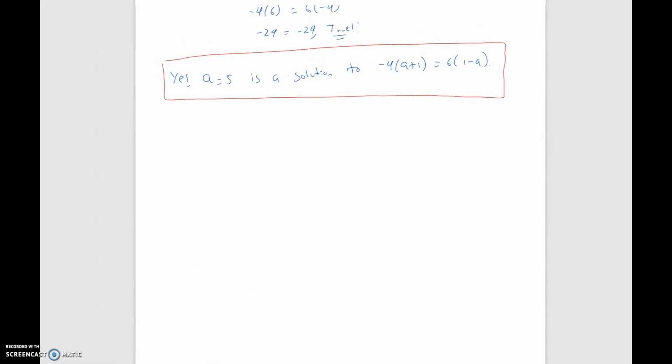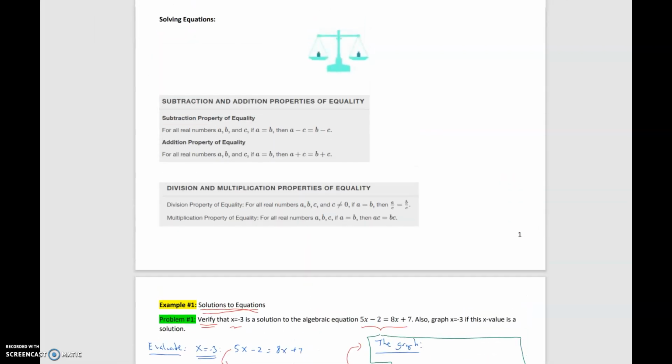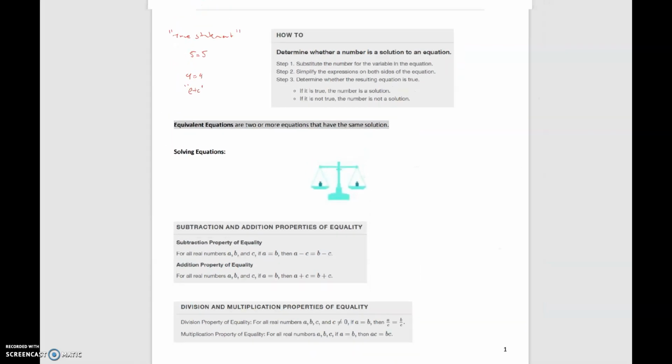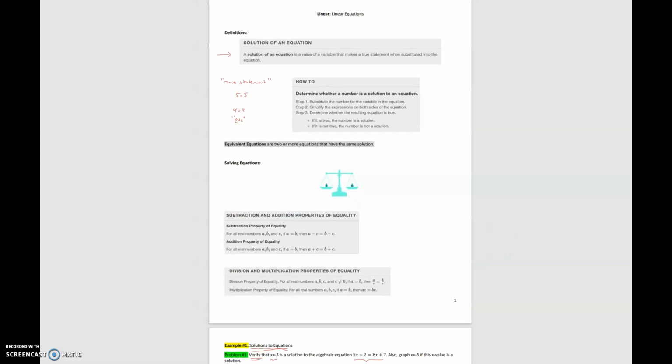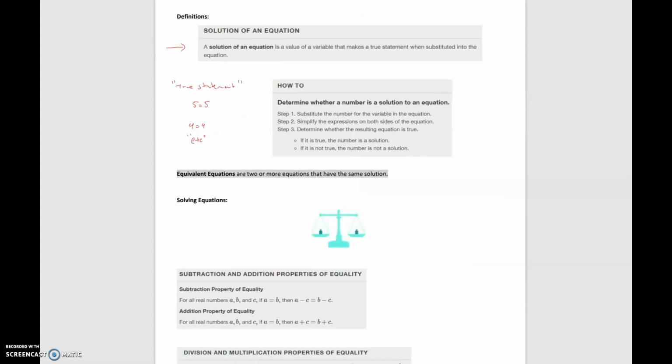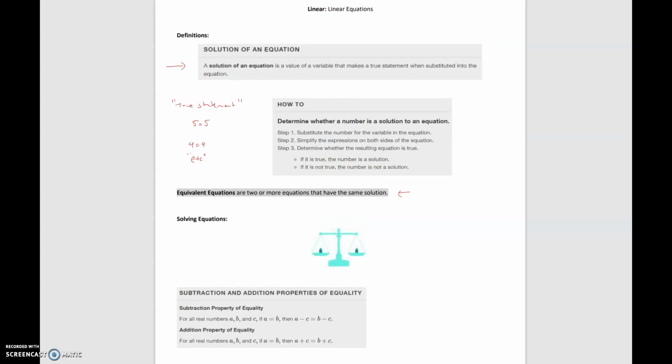So let me move up to the basic definition of equivalent equations. In this case, this is what we're looking at. Any equivalent equation would have to have the same solution, or it's just written in a different form, but it ends up being the same equation if it has the same solution. In this case, we're talking about linear equations, so there's no exponents on any of these.